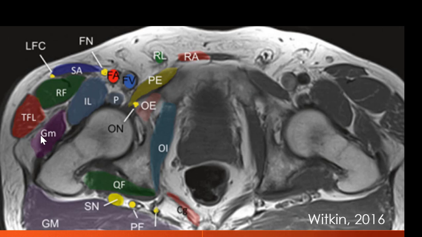The iliopectineal eminence sits beneath the iliopsoas and the iliacus, and the iliopectineal eminence is just higher in location to where the femoral head is. It's basically where the iliac bone externally meets with the pubic bone at a small little elevation. And that elevation acts like a pulley for the iliopsoas tendon. So this is the iliopectineal eminence here.